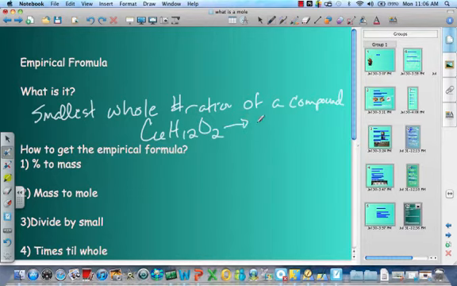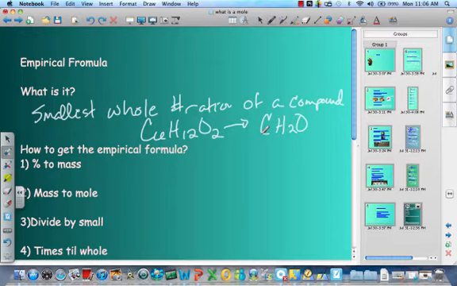So right here, if I wanted the empirical formula, it's CH2O. That's my empirical formula because it shows me my smallest whole number ratio. This is the molecular formula, which we're going to talk about later. But basically, that's the actual number of atoms. This doesn't show you the actual number of atoms. It just shows you the ratio or the percentage of each element in the compound.